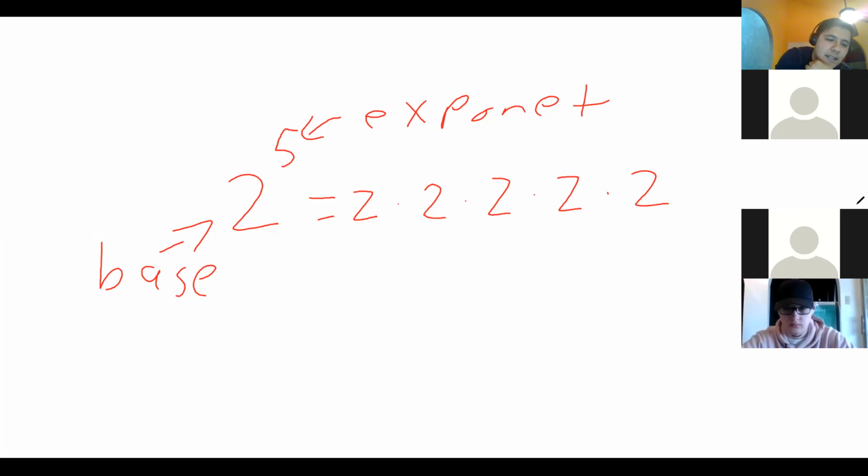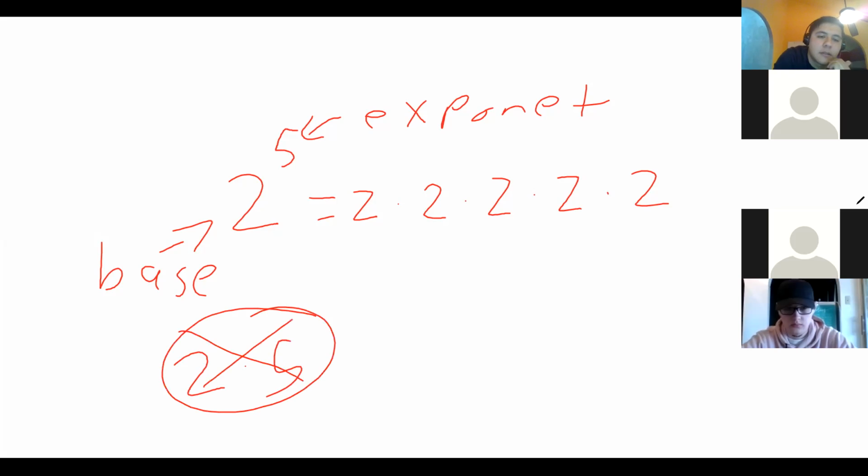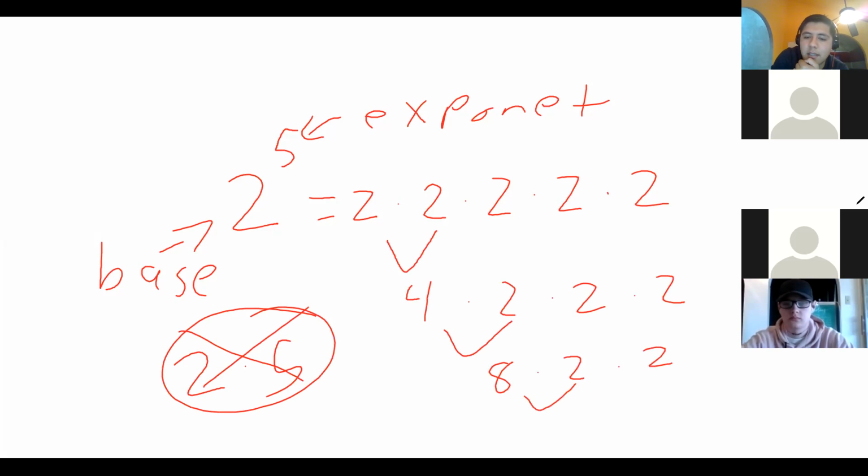Now, the biggest mistake that students always make is that they want to do 2 times 5, right? That's not correct. So 2 times 2 times 2 times 2. We can just do it little by little, so it's 4. And then 8. And then 16. And finally, our answer would be 32. Okay, so 2 to the 5th power is equal to 32.